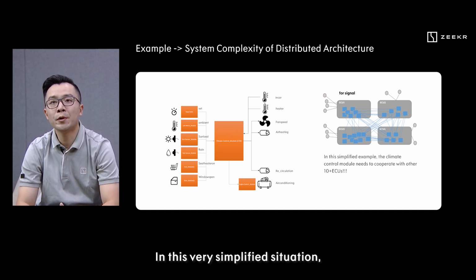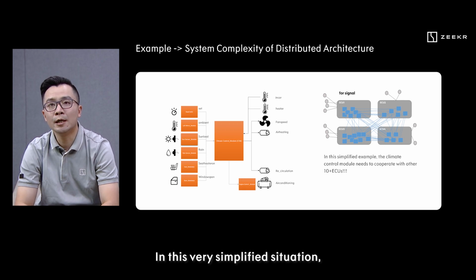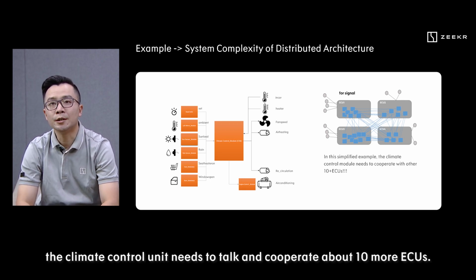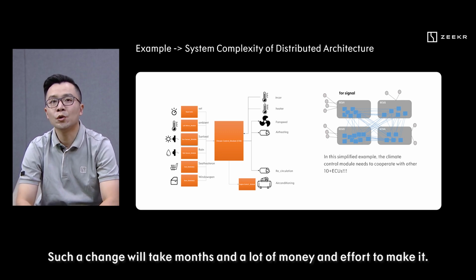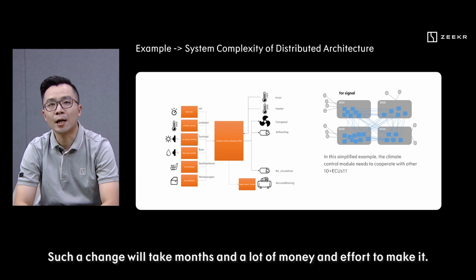In this very simplified situation, the climate control unit needs to talk and cooperate with about 10 more ECUs. Such a change will take months and a lot of money and effort to make.